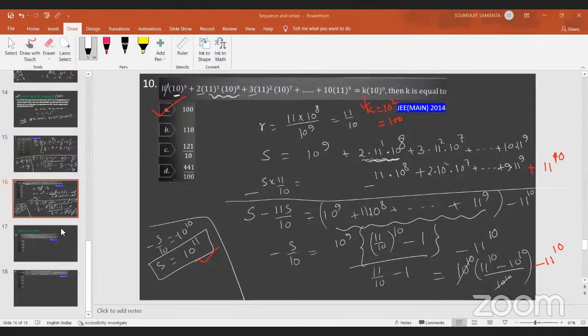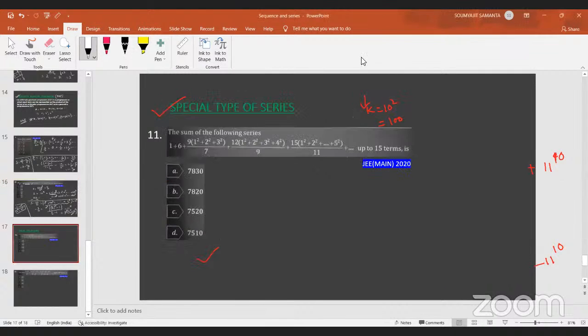Now we'll solve some special type of series. These kinds of questions are asked repeatedly. In each paper, you can find at least one problem like this. In this, usually we need to find a common general term. See how the terms are written.